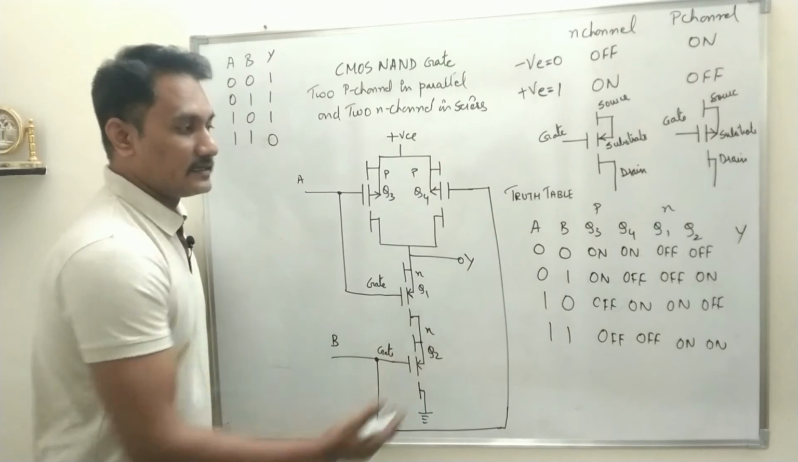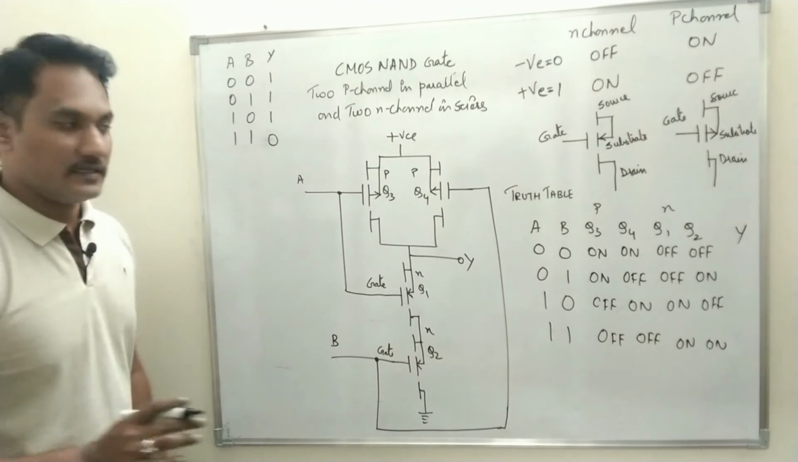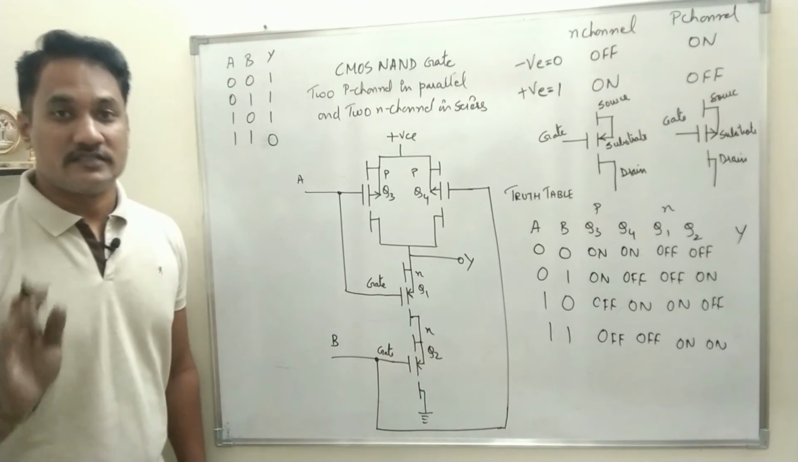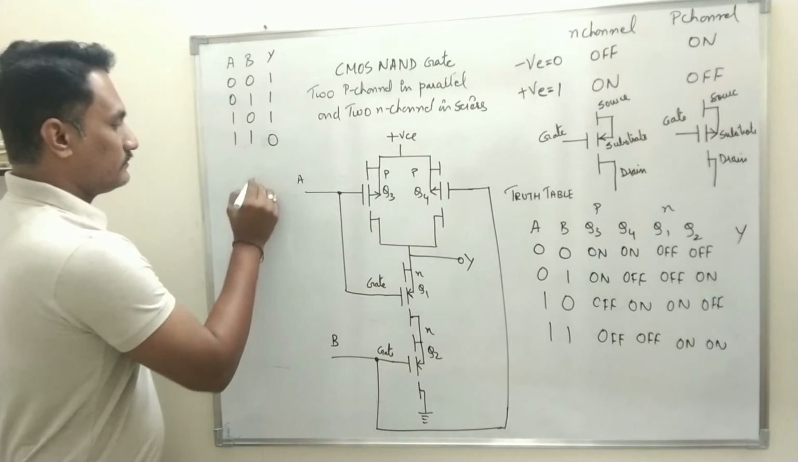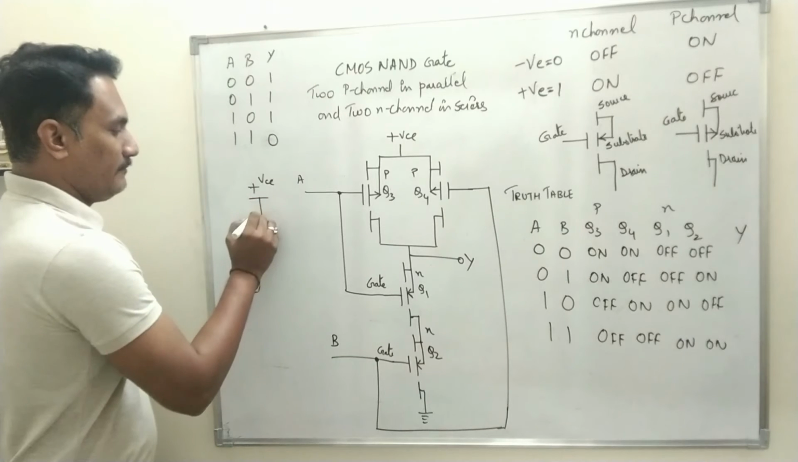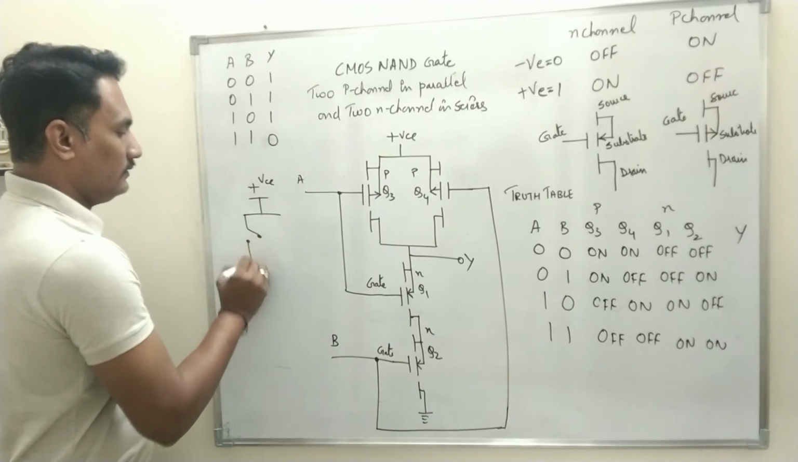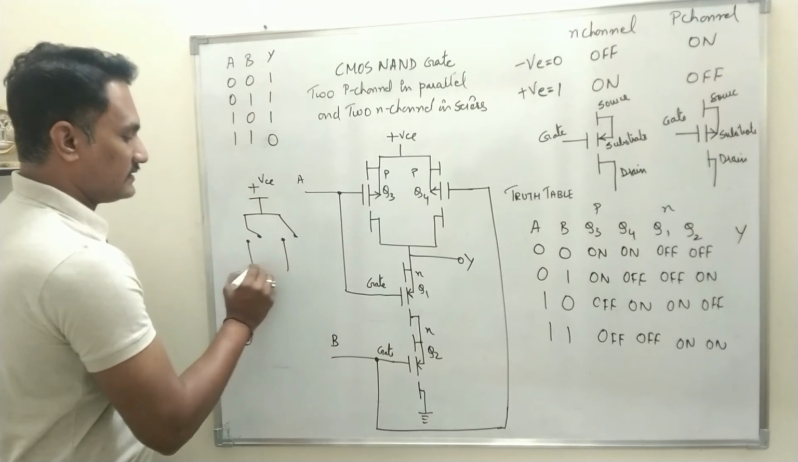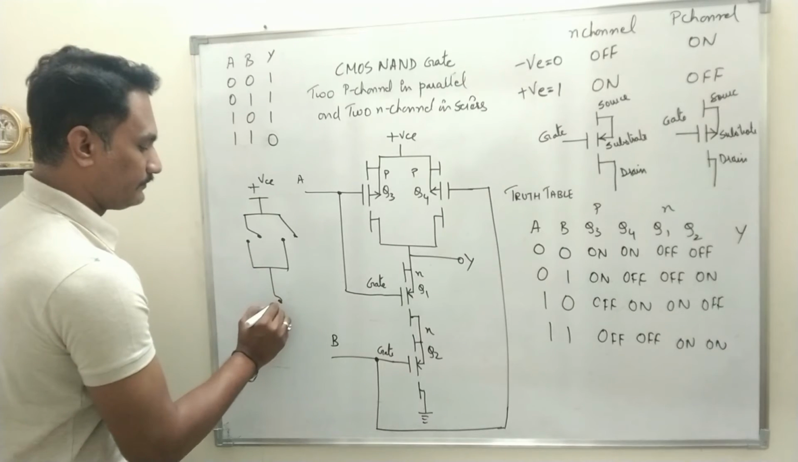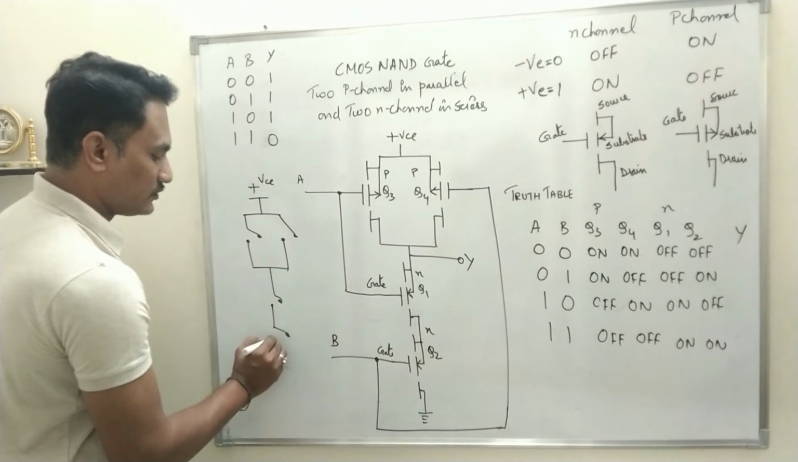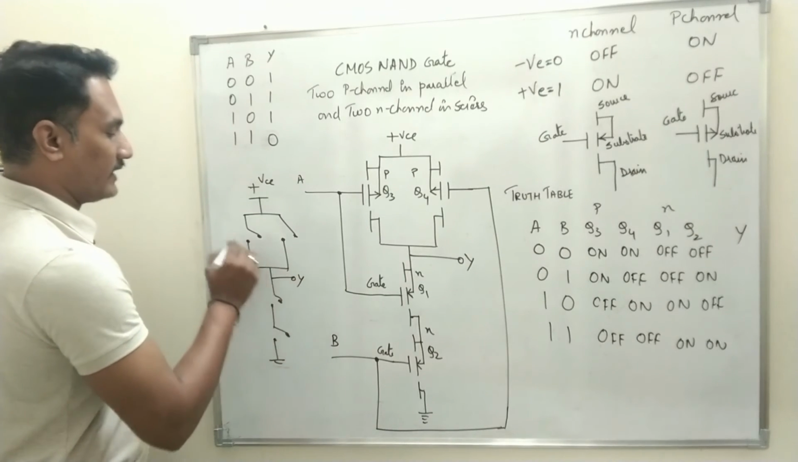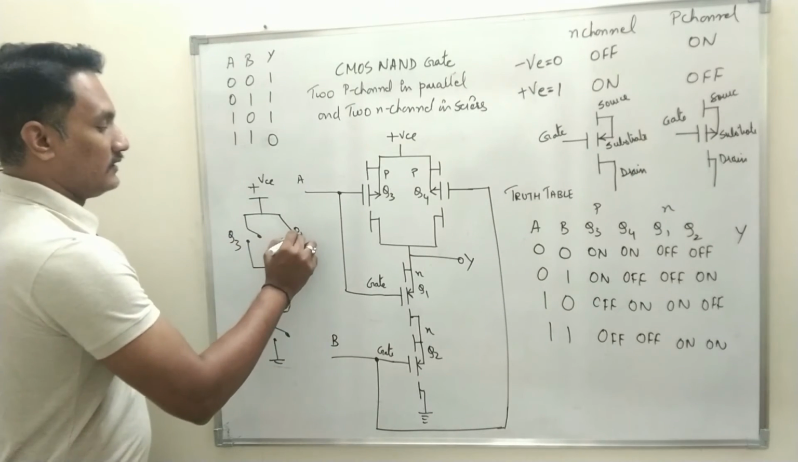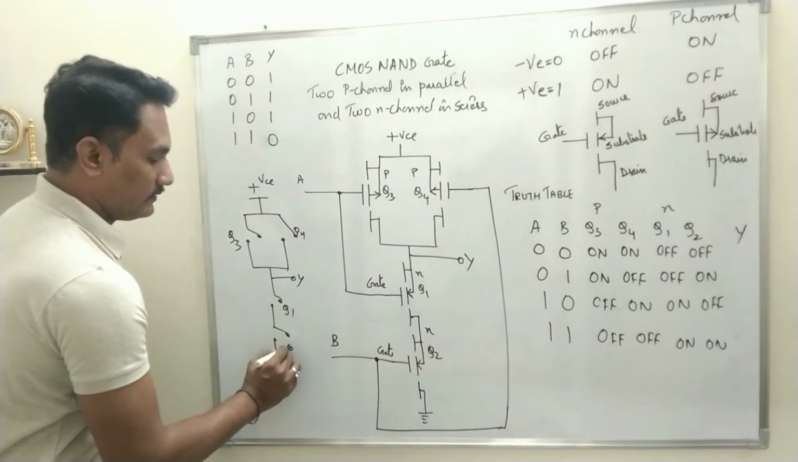To understand the circuit more easily, I will draw the circuit in the form of switches, just for your understanding. In the exam you will draw this circuit only. So this is the positive supply, two transistors connected in parallel which are acting as switches, and two transistors connected in series. This is Y, this is Q3, Q4, Q1, Q2.